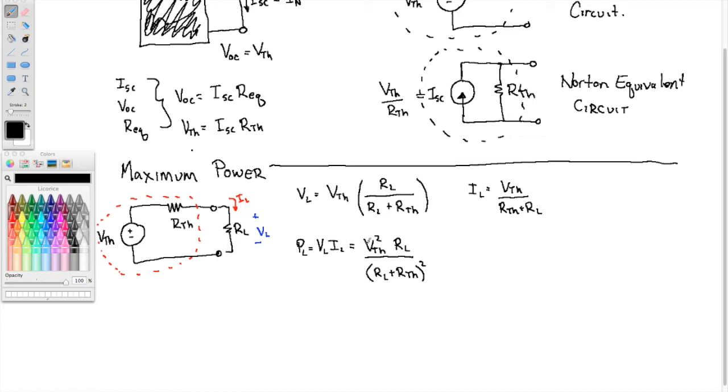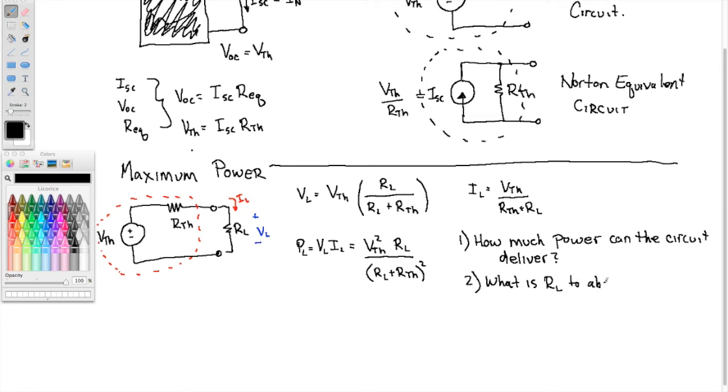All right, so all of that is to say that this is a function of RL. And I'm interested in how this function changes with different values of RL. In particular, what is the maximum value of the power that I can get, and what resistance should I connect here to absorb that maximum power? So I'm going to actually write those questions out. How much power can I get? How much power can the circuit deliver, right? Okay, and what resistor? Or we'll say, what is RL to absorb that maximum power? Okay, those are two interesting questions that we need to answer.